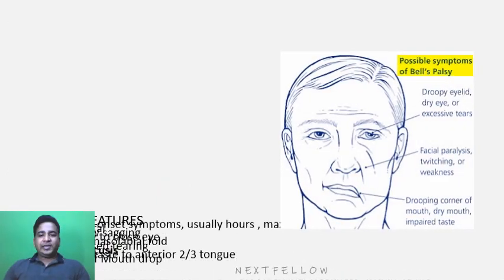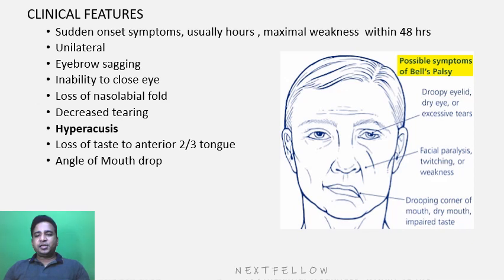Now see, Bell's palsy, what are the symptoms? The clinical features, look at the face. Suppose left-sided facial paralysis is there and the diagnosis is made as Bell's palsy. So what are the symptoms? There will be drooping of the eyelid. There is a complete paralysis of half of the face. Because Bell's palsy is a peripheral facial palsy, the complete half side of the face will be paralyzed.